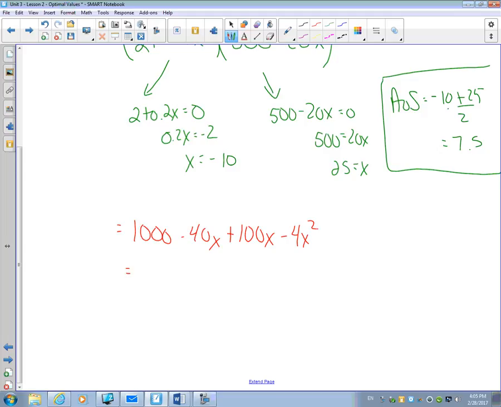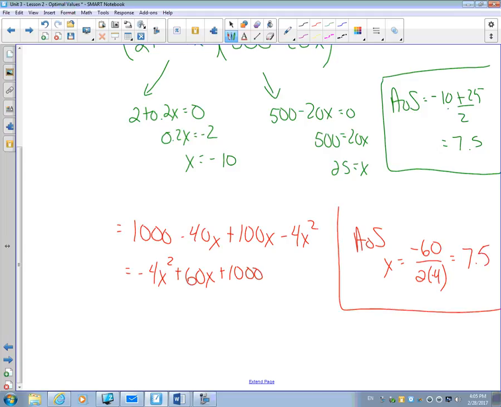Right, back to this standard form version. So negative 4x squared plus 60x plus 1,000. Okay, my axis of symmetry in this method, x equals negative b, so negative 60 over 2 times a, which is negative 4. Negative 60 divided by negative 8, hopefully comes up to the same number, and it sure does. So either way, again, axis of symmetry is 7.5. I don't care which method you use, method 1, method 2, your choice.